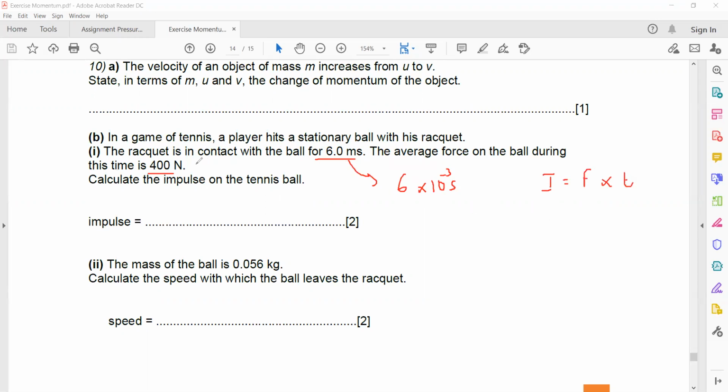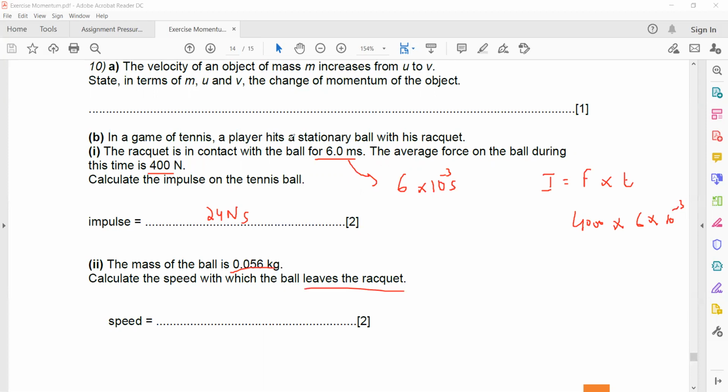So here you have the force 400 and you have the time which is 6 millisecond or 6 exponent minus 3. So when you solve, you will get 24 Newton second as an impulse. The mass of the ball is 0.05. Calculate the speed at which the ball leaves the racket.